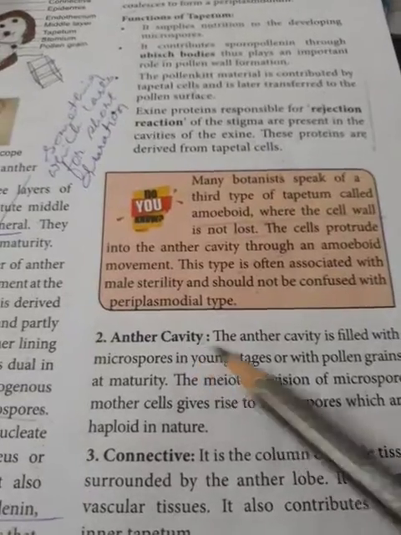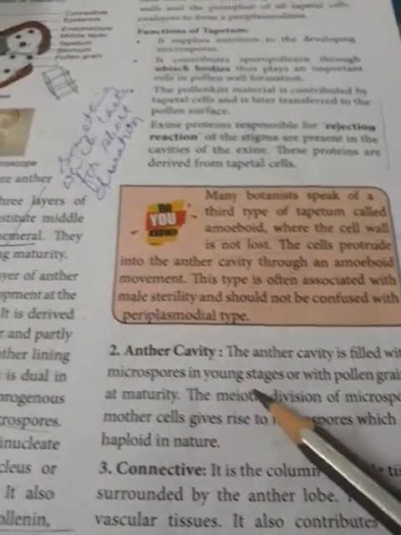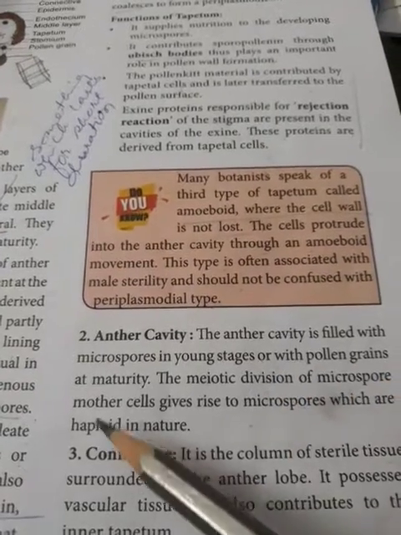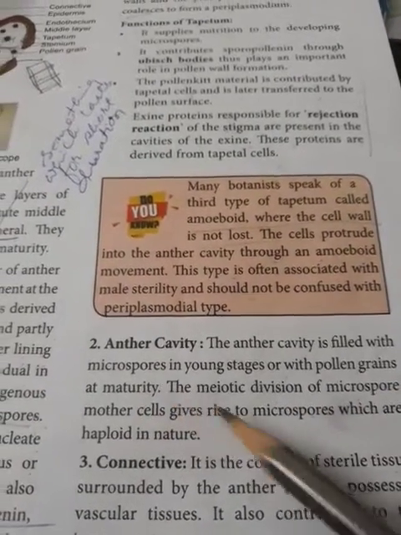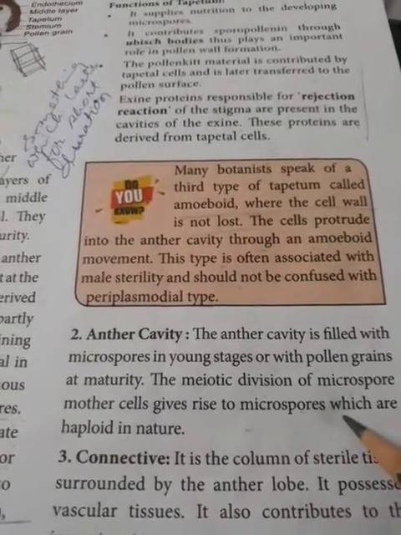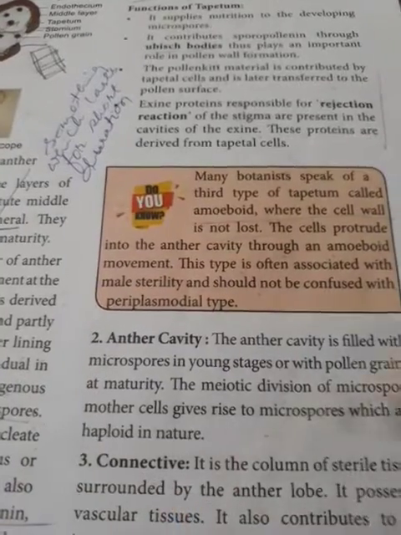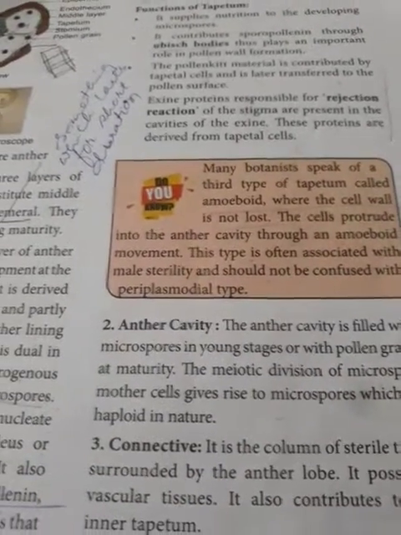The second part is called the anther cavity. The anther cavity is filled with microspores in young stages or with pollen grains at maturity. The meiotic division of microspore mother cells gives rise to the microspores, which are haploid in nature and are present in the anther cavity.